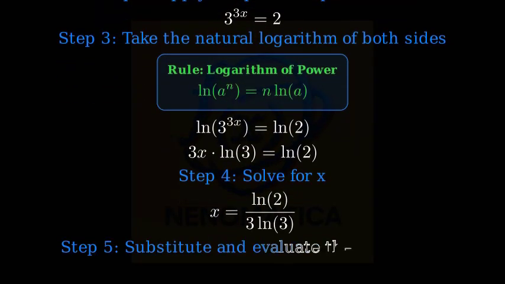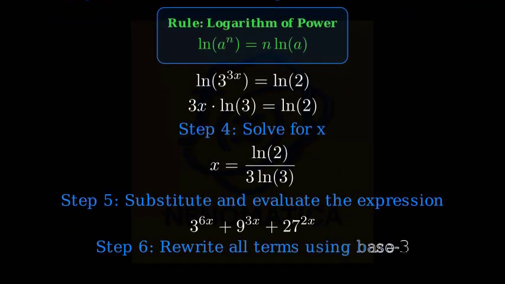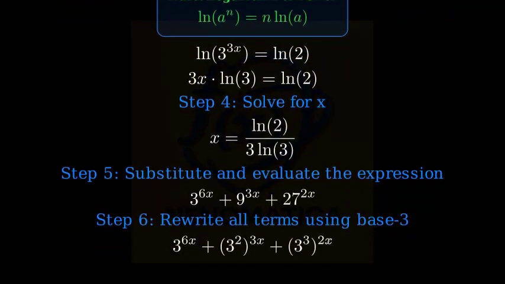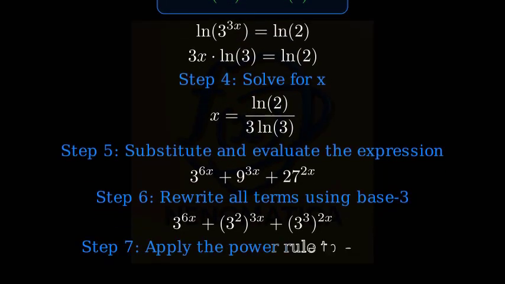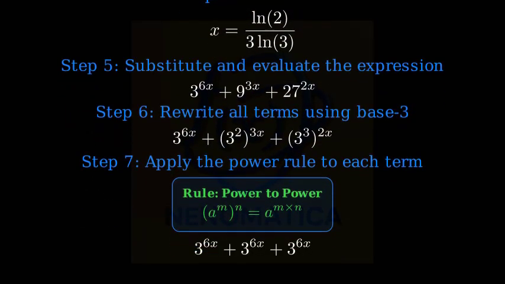Now that we know x equals ln 2 divided by 3 ln 3, we can substitute this value into the expression 3 to the power of 6x plus 9 to the power of 3x plus 27 to the power of 2x. Let's rewrite each term using base 3. 9 equals 3 squared, and 27 equals 3 cubed. Now we apply the power to power rule again to simplify. 3 squared to the power of 3x becomes 3 to the power of 6x, and 3 cubed to the power of 2x becomes 3 to the power of 6x as well.